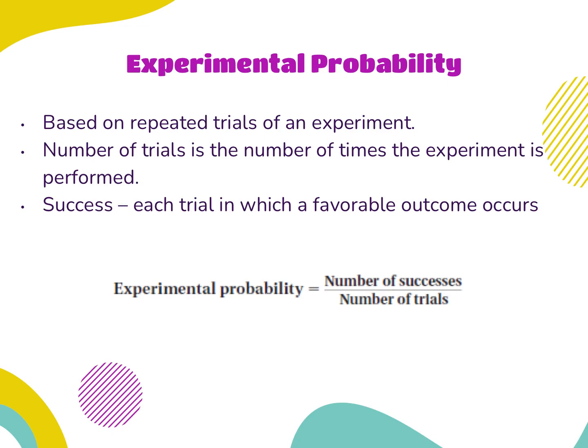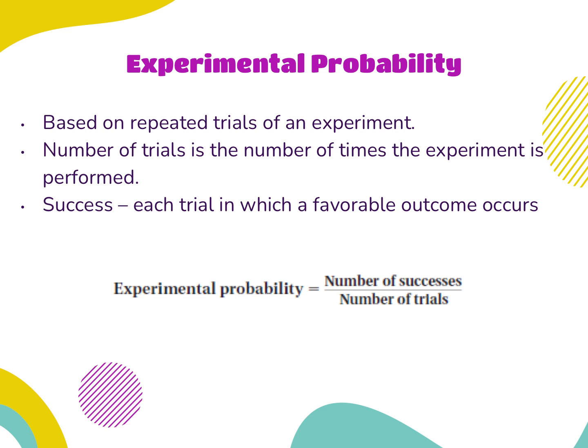Okay, so for experimental probability, this is different from theoretical. Theoretical probability is what you think should happen. Experimental probability is based on repeated trials of an experiment. So it's something that's already been done, and they'll probably give you the results. So for example, let's say you flipped a coin 10 times and then recorded the results. When you flip a coin 10 times theoretically, you would think that half of the time you would get heads, half of the time you would get tails.